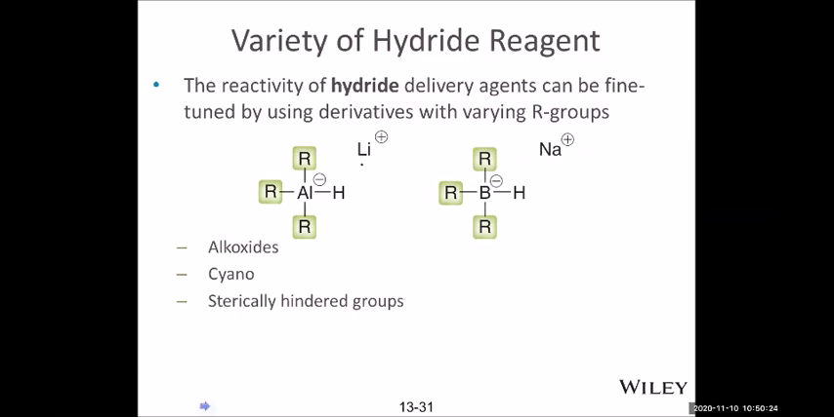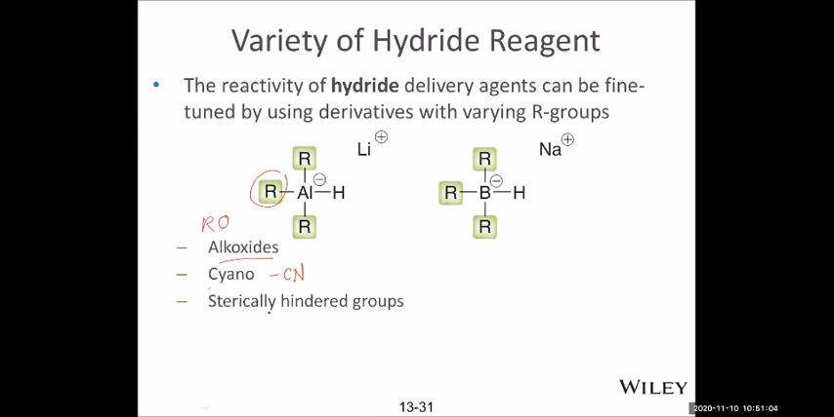The way we manipulate it is that the manipulation can happen on either the aluminum hydride or the boron hydride. The R groups that we can manipulate can be alkoxide. The alkoxide has oxygen, and oxygen can take electrons away from the aluminum or boron, which makes the reactivity less. The cyano group also strongly pulls electrons away from the boron or aluminum, so it also makes the reagent less reactive.